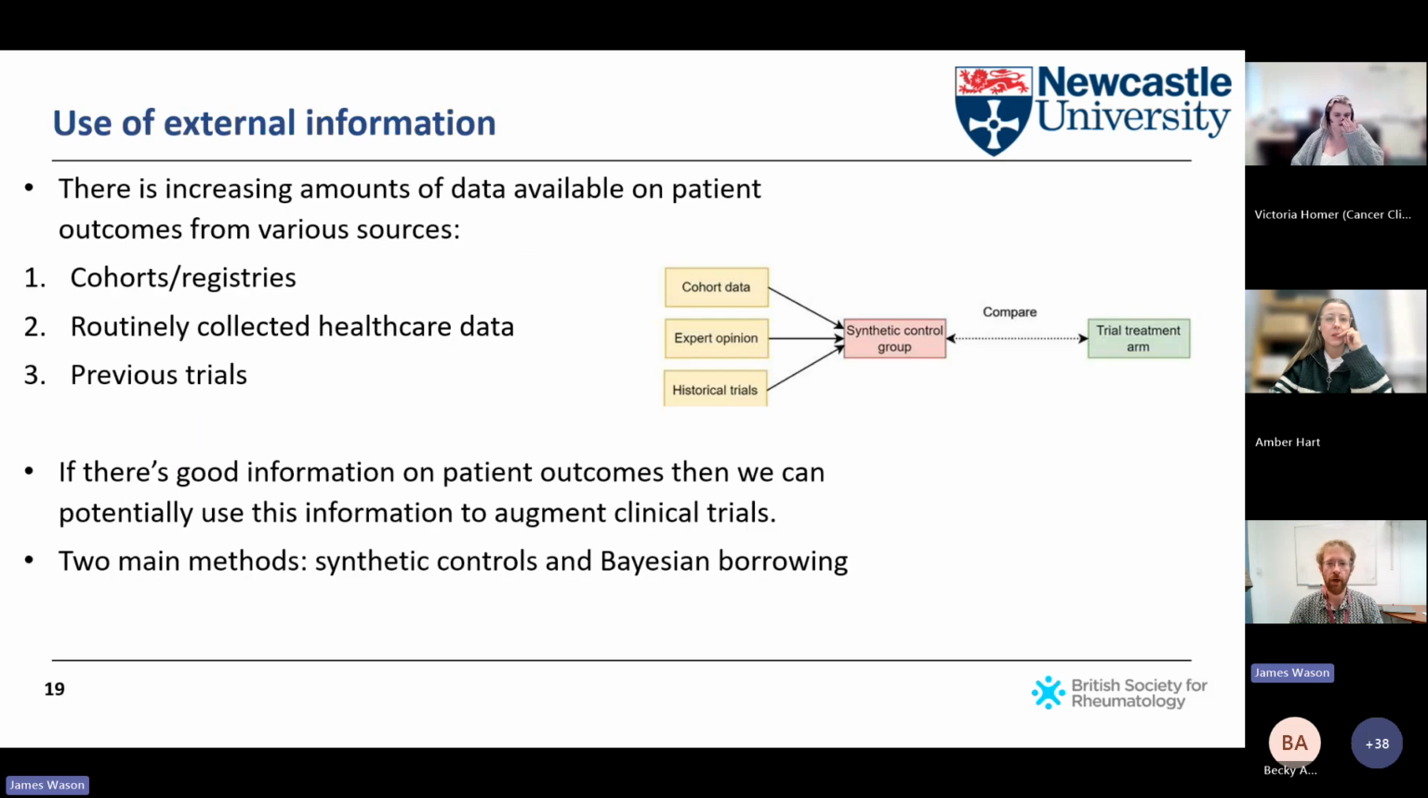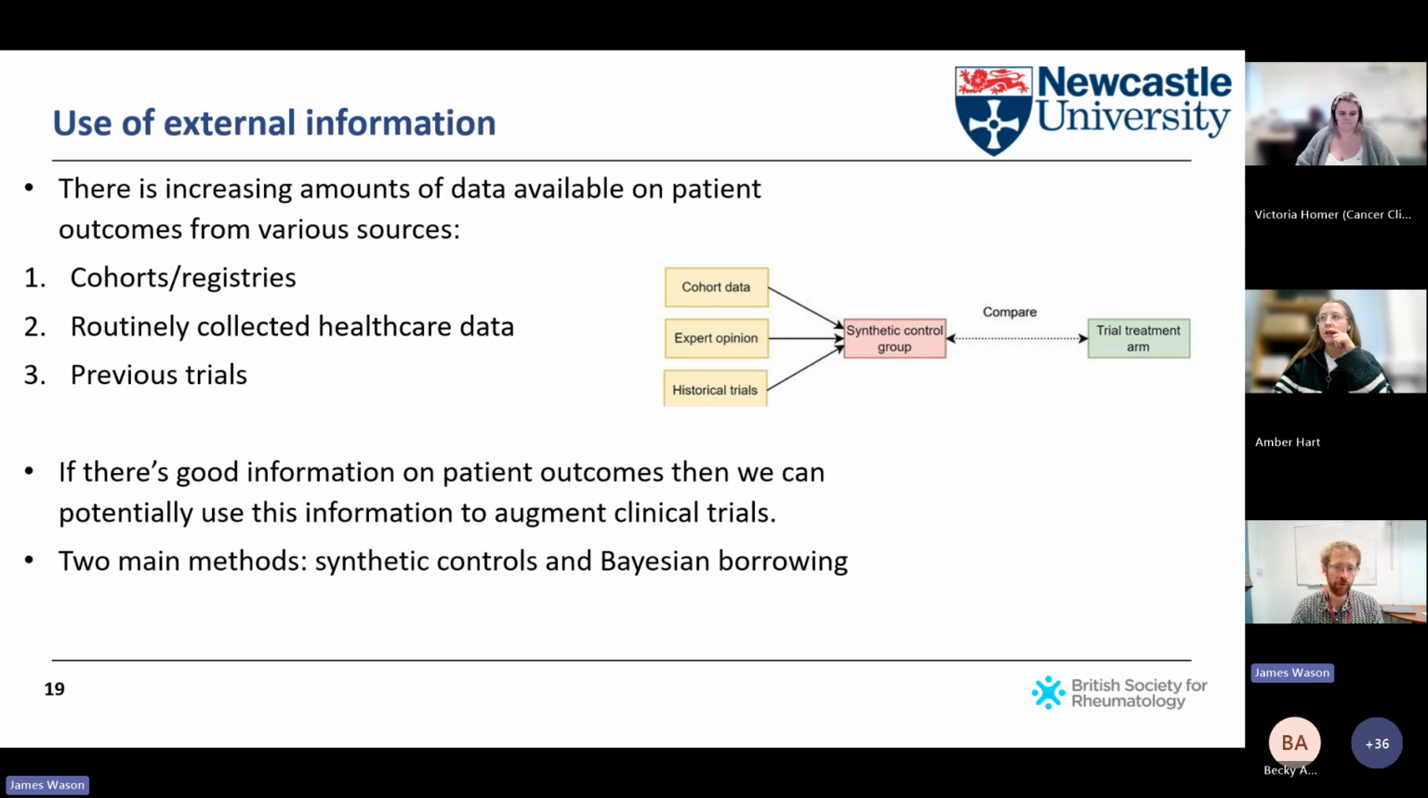So moving to the situation where the condition is too rare to actually run a randomized trial, what can we do differently in this case? Well, there are increasing amounts of data that we have from patient outcomes from various sources. This includes cohorts and registries, routinely collected healthcare data, and even previous trials that have been run. The idea of these approaches of using external information is that if we have good information on patient outcomes from these sources, we can potentially use this information to augment clinical trials.